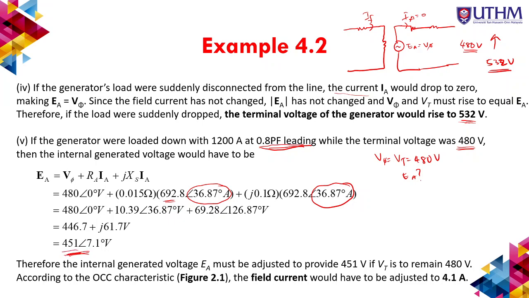451. You can see that EA is lesser than V phase. EA is lesser than V phase. This is 480 and this is 451. So the terminal generator voltage EA must be adjusted to provide 451. To adjust the EA, we need to adjust the IF.